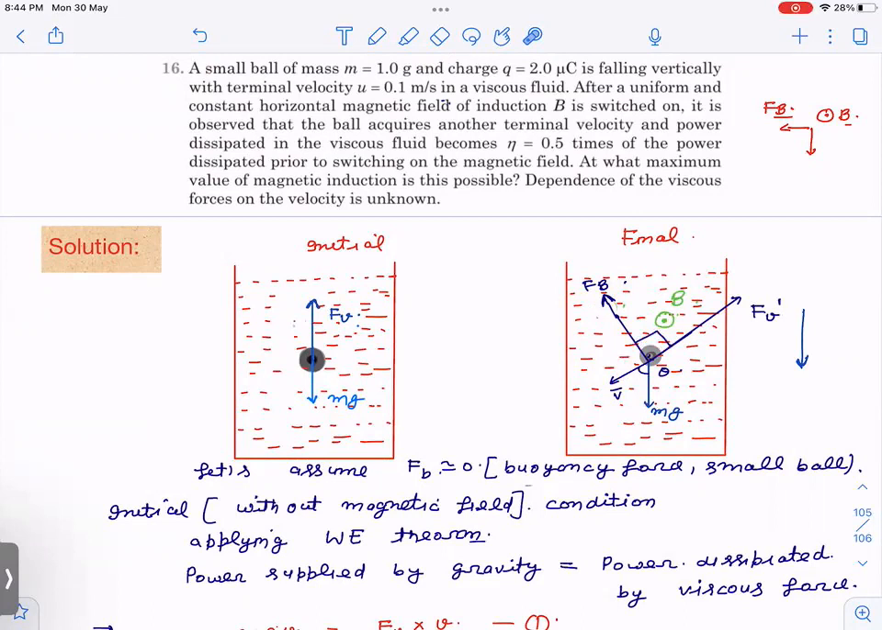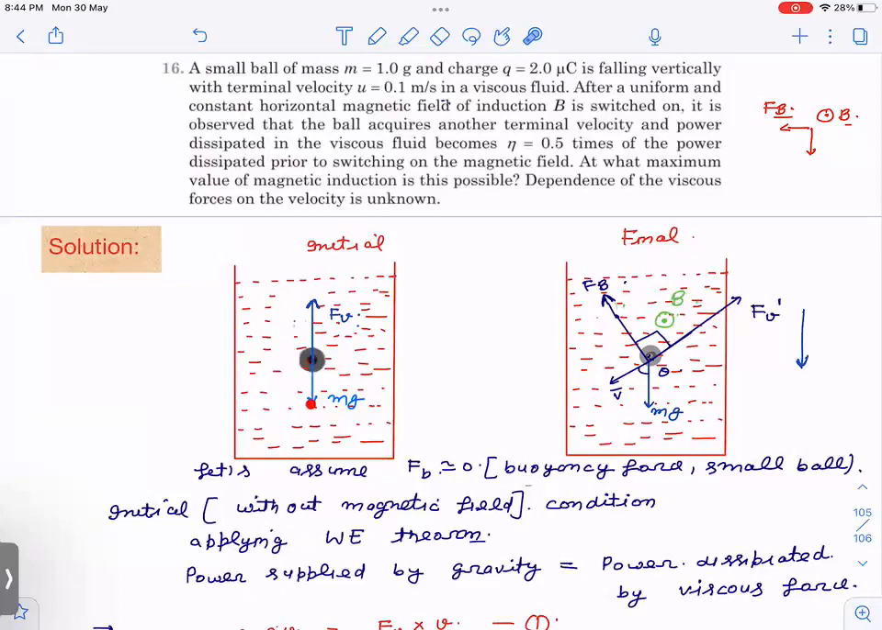Here I have written, let us assume buoyancy equal to 0 because it is a very small ball. Now, initially, without the magnetic field, if you apply the work energy theorem, what's happening? Due to the viscous force there is some dissipation of power, heat is generated. But since it is moving with terminal velocity, its speed is not increasing, so its kinetic energy is not increasing. That means the work done by all the forces is equal to 0, or the power delivered by all the forces is equal to 0.